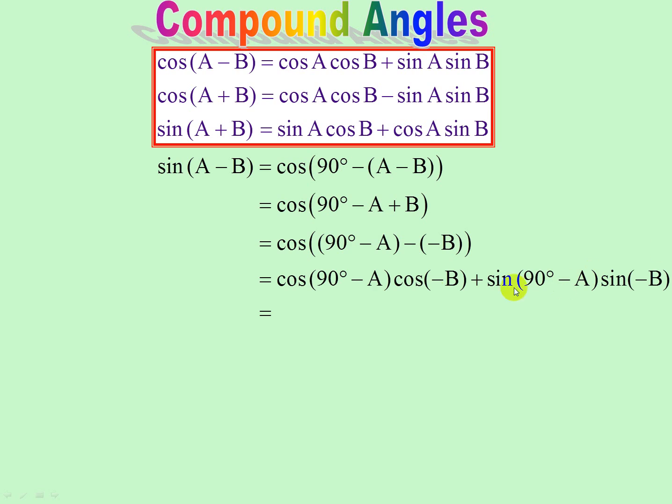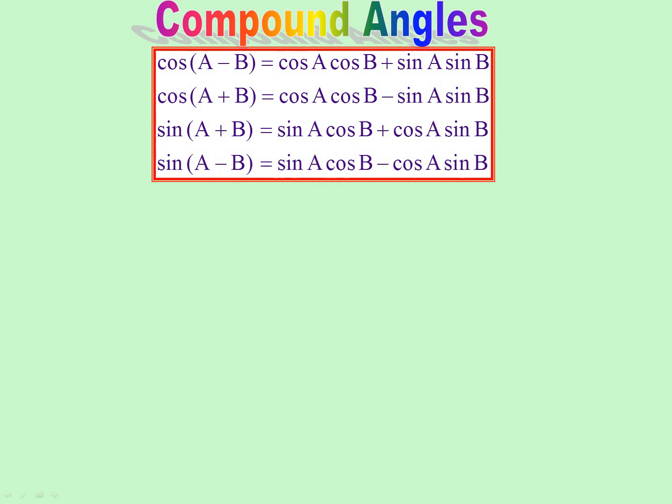Into the formula: sine A cos B, fourth quadrant, cos A, minus sine B. So the minus goes to there. There we are, and there's our final formula.